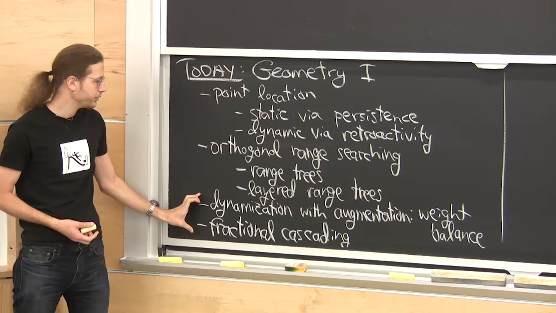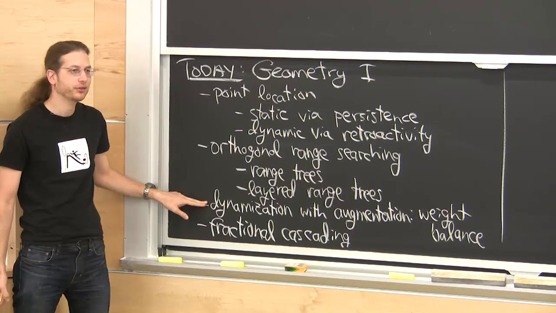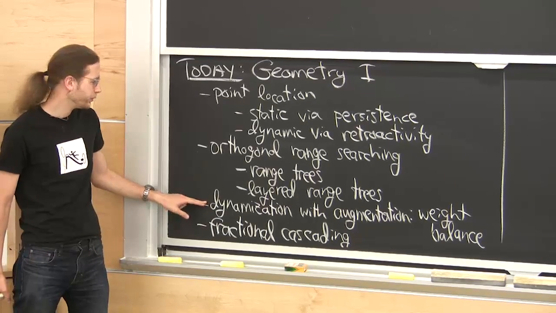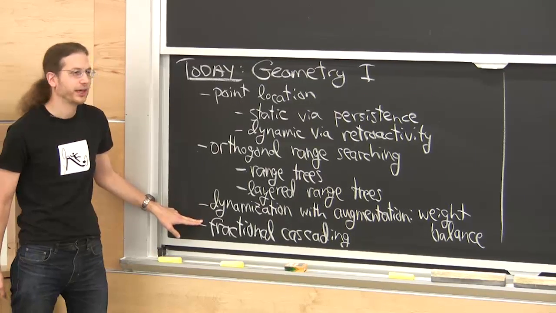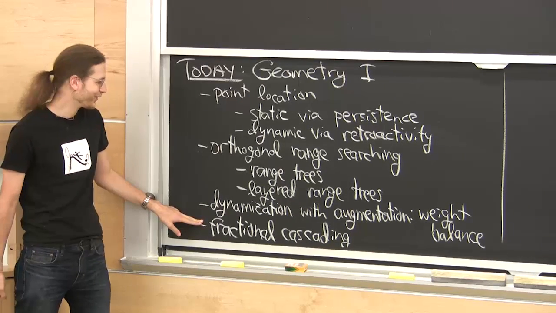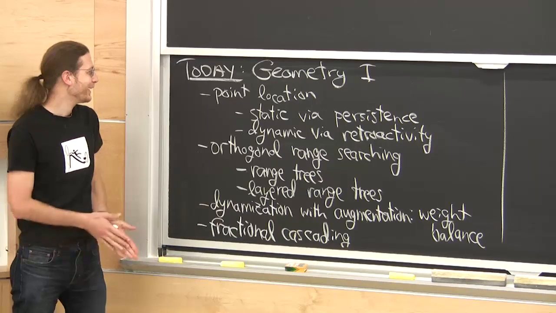We're going to cover 2 general techniques for data structure building. One is dynamizing static data structures, turning static into dynamic, using a technique called weight balance, which is really cool. And another one's called fractional cascading, which has probably one of the coolest names of any algorithmic or data structures technique. It's actually a very simple idea. It sounds very scary.